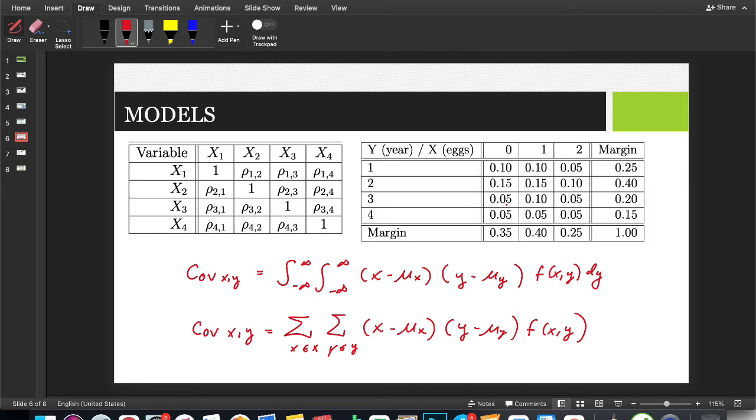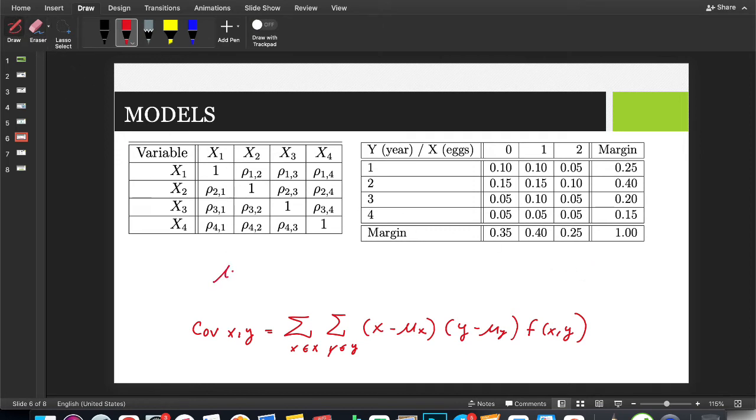As usual, the joint PMF gives the probabilities that a random subject will fall into each combination of categories from the two variables. From this table, we can calculate the marginal mean of x from the marginal distribution of eggs. If you want to calculate mu sub x, all we need to do is to follow this formula.